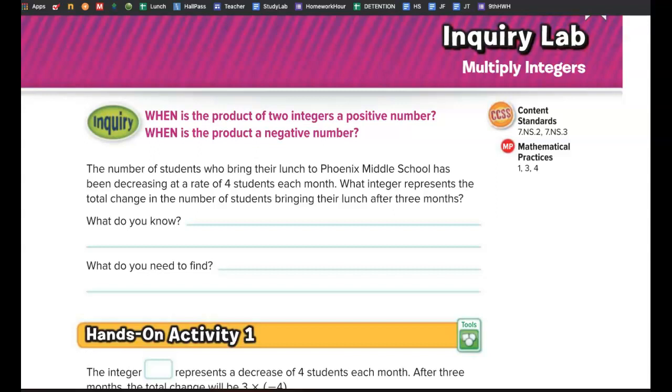Underline what you are given. Yep. Then write it down. So Trey, write it down, what you are given. Then underline what are you trying to find? And write it down in words.